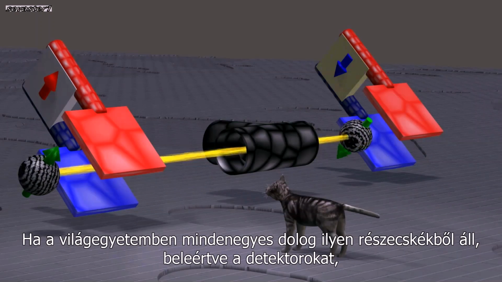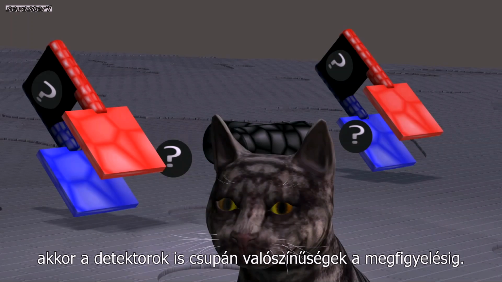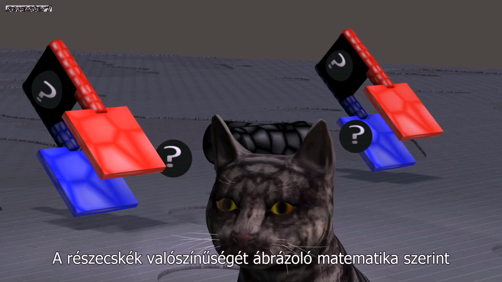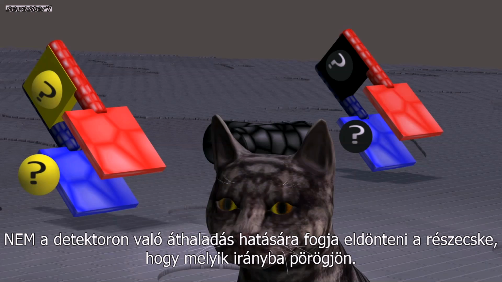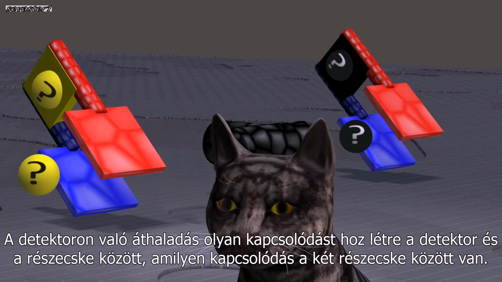If everything in the universe is made out of these particles, including the detectors themselves, then the detectors are also nothing more than a probability until they are observed. According to the mathematics describing the probabilities of the particles, passing through the detector is not what causes the particle's spin to decide to spin in one direction or the other. Passing through the detector entangles the detector to the particle, in the same way that the two particles are entangled to each other.